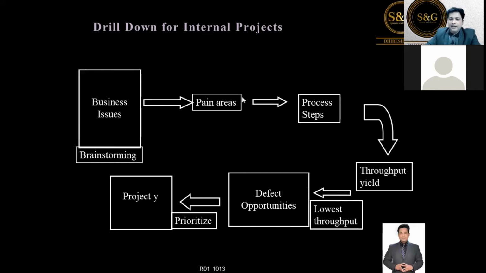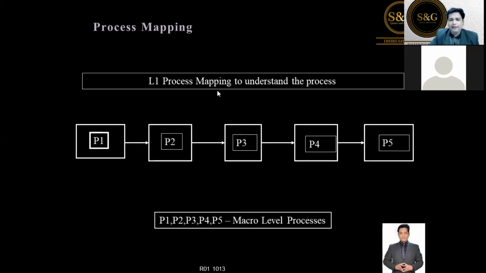ब्रेनस्टॉर्मिंग हो गया, पेन एरिया आइडेंटिफाई कर लिया आपने, प्रोसेस स्टेप्स को भी फाइनलाइज कर लिया कि ये मेरे प्रोसेस स्टेप्स हैं, इसमें मुझे प्रोजेक्ट करना है, इसमें मुझे पेन यहां से निकालना है. So then we do a L1 level of process mapping. L1 is level 1 level of process mapping, which we call macro level. Okay, so there are L1, L2, L3, L4. There are various levels of process mapping, out of which we do a L1 level of process mapping, where P1, P2, P3, P4, and P5 are the processes.